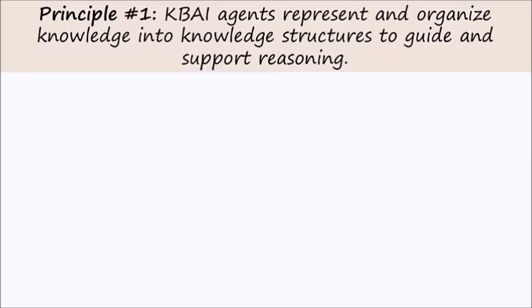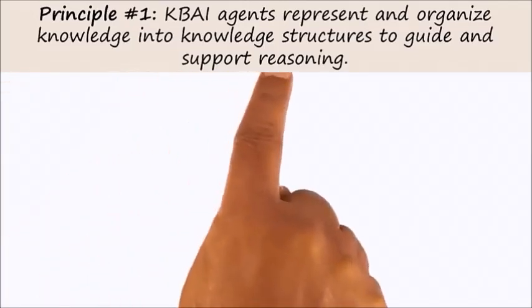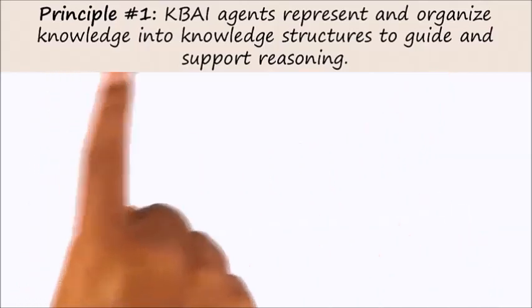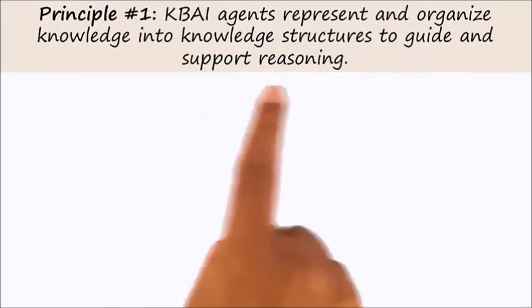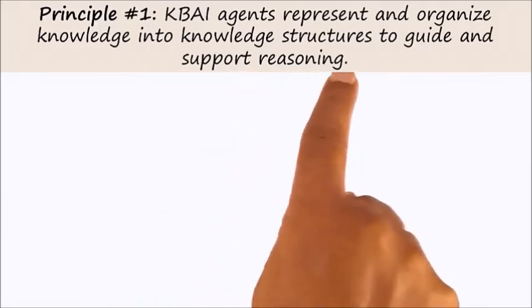In the beginning of this course, we enumerated 7 major principles of knowledge-based AI agents that we'd cover in CS 7637. Let us wrap up this course by revisiting each of the 7 principles. Here is the first one. Knowledge-based AI agents represent and organize knowledge into knowledge structures to guide and support reasoning. So the basic paradigm here is represent and reason.